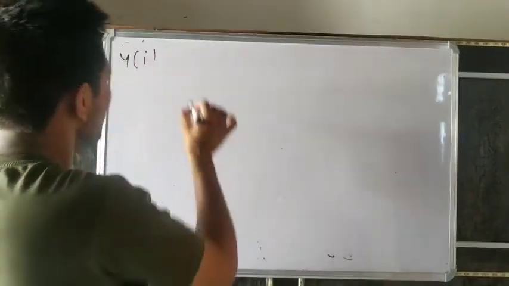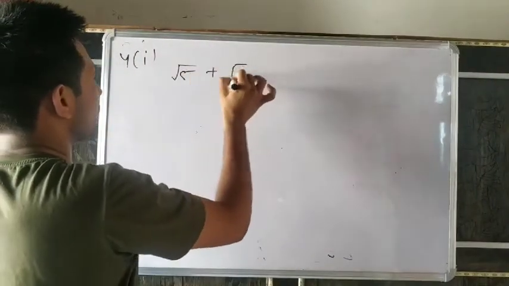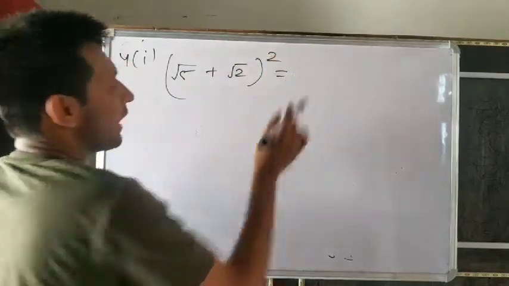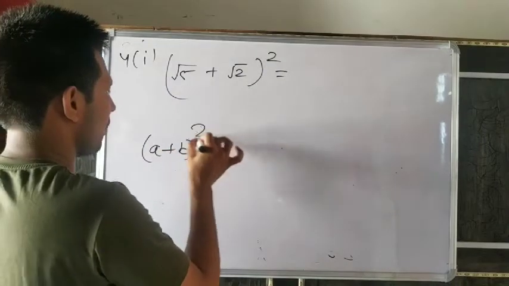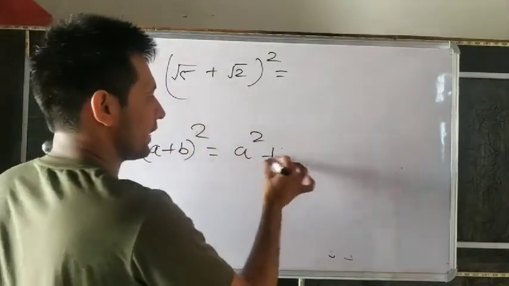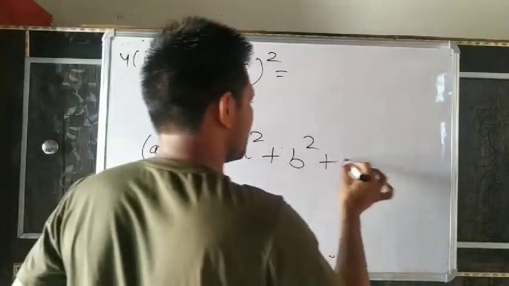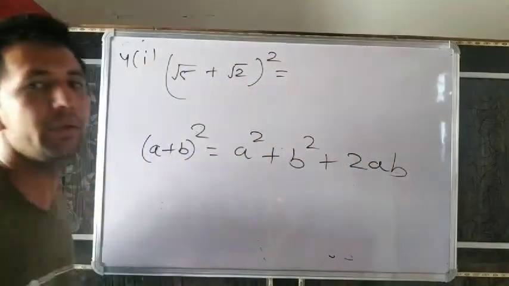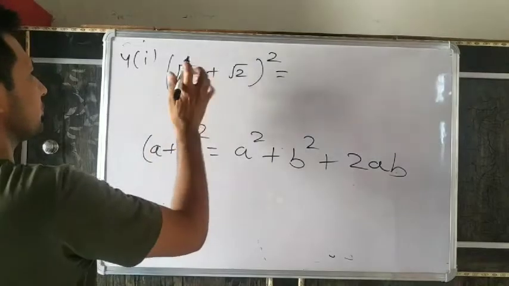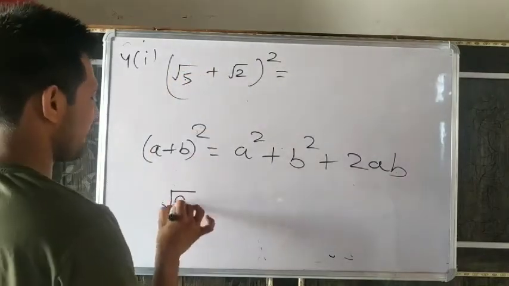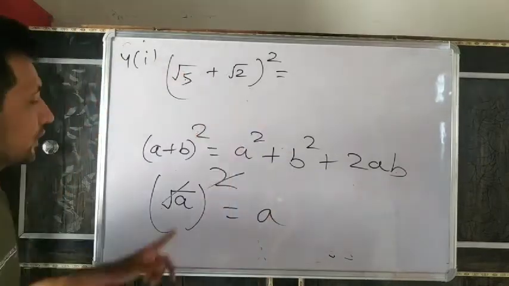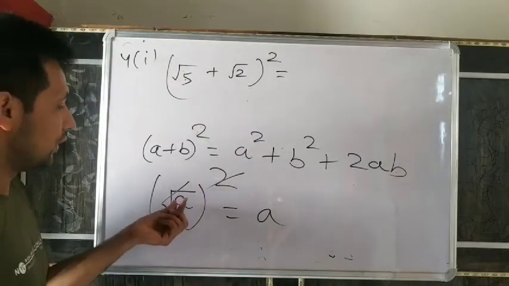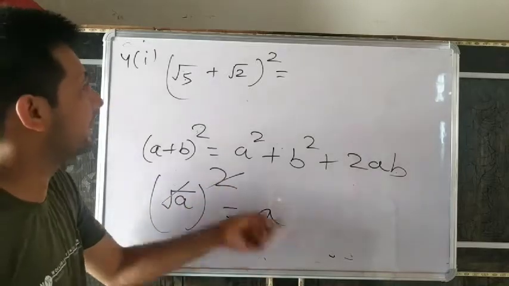The fourth question, first part: what is root 5 plus root 2 whole square? I think you can solve this one easily. What is the formula? A plus B whole square is first number square plus second number square plus 2AB. Yes, and we already know the square of a root number is always the number, same as it is.